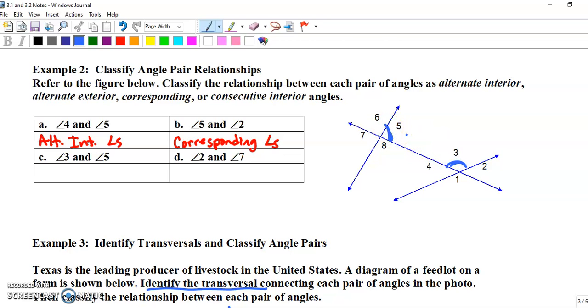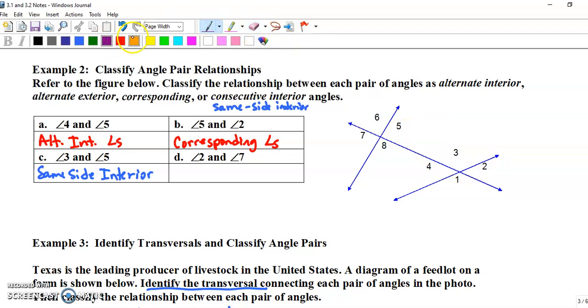And so if we are looking at angle 3 and angle 5, they are same side interior. They're interior, in between, but they're both on the same side of the transversal. So remember, consecutive interior or same side interior are the two different ways those are referred to.